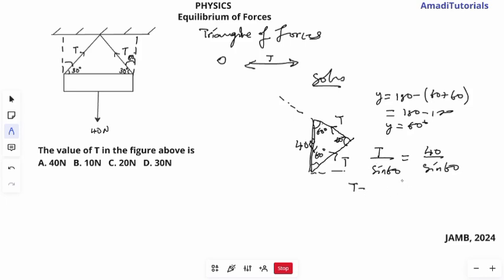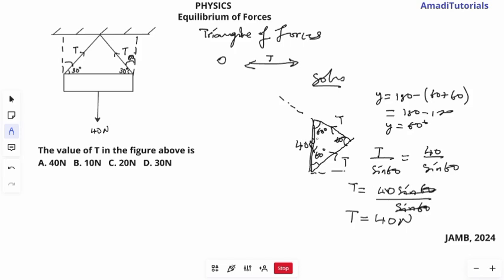T will be equals to 40 sine 60 divided by sine 60. Sine 60 will cancel sine 60, so that our tension T there will be what? 40 Newton. 40 Newton. So this is the first method to do this.